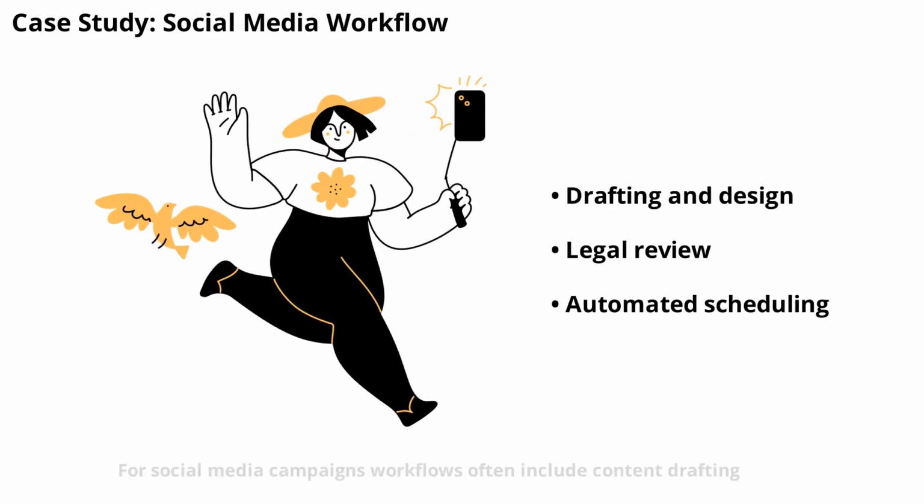For social media campaigns, workflows often include content drafting, design, legal review, and scheduling. Approvals may be required from both marketing and legal teams before posts go live. Automation tools can schedule posts automatically once all approvals are complete, ensuring timely and compliant social media activity.